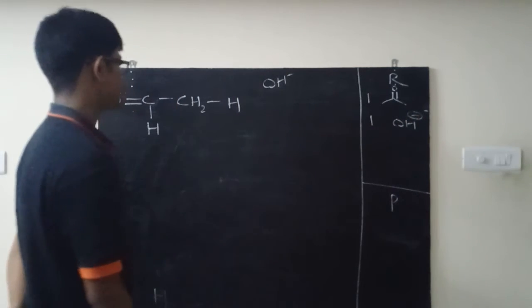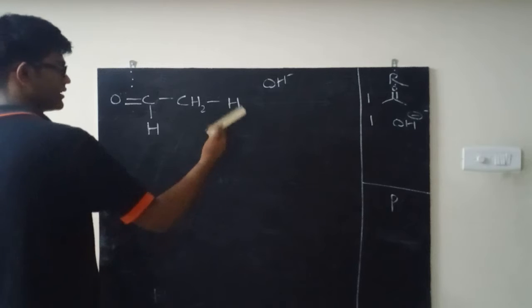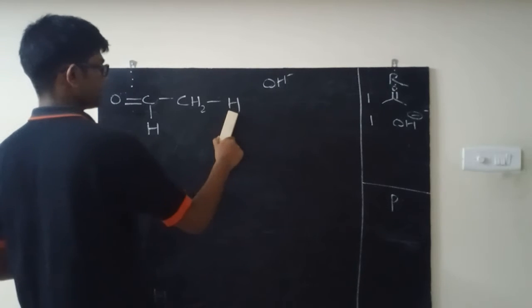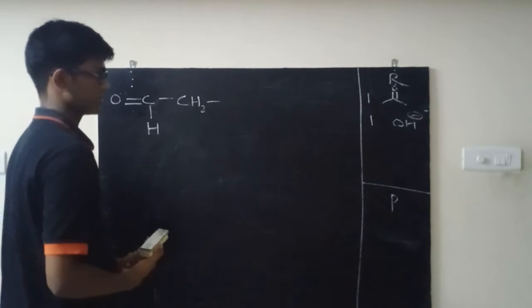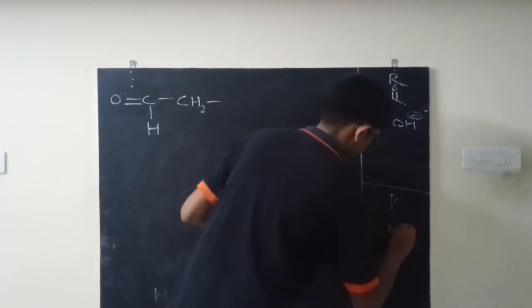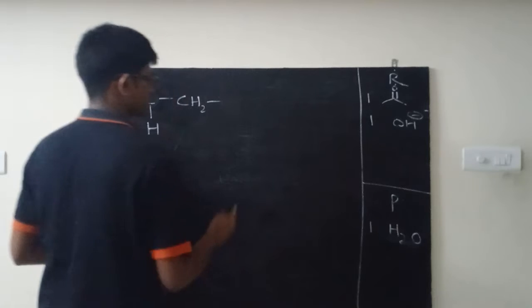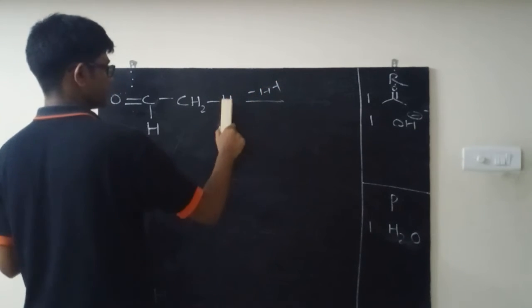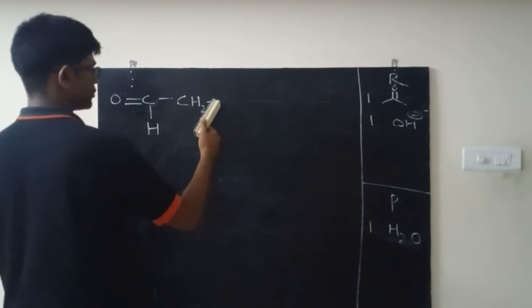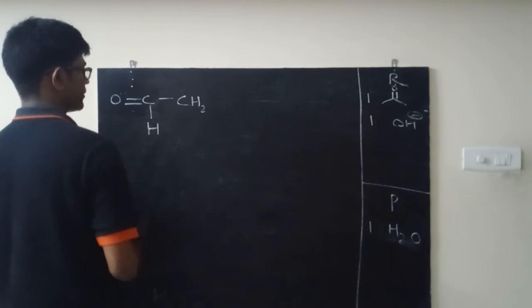Now the claim is OH minus, a great base, is going to eat up this proton. This hydrogen is going to go, and they are going to form water together. So till now we have one water. This is basically like saying minus H plus. If you lose H plus, this hydrogen goes away, and this bond stays with the carbon, which means the carbon gets a negative charge now.